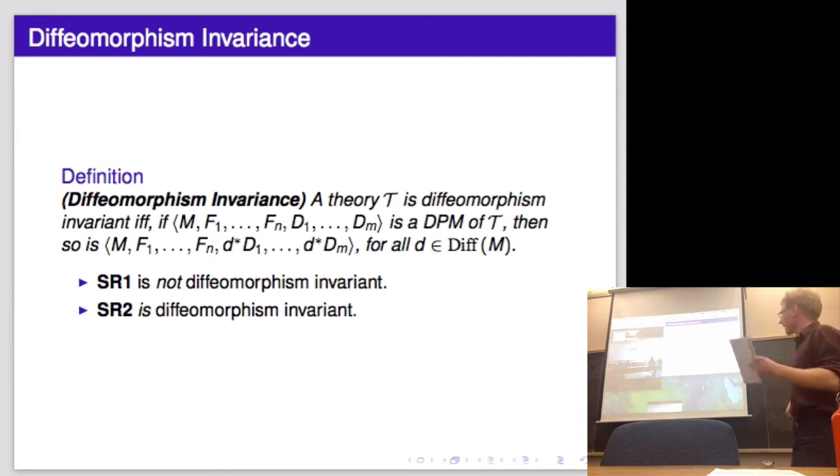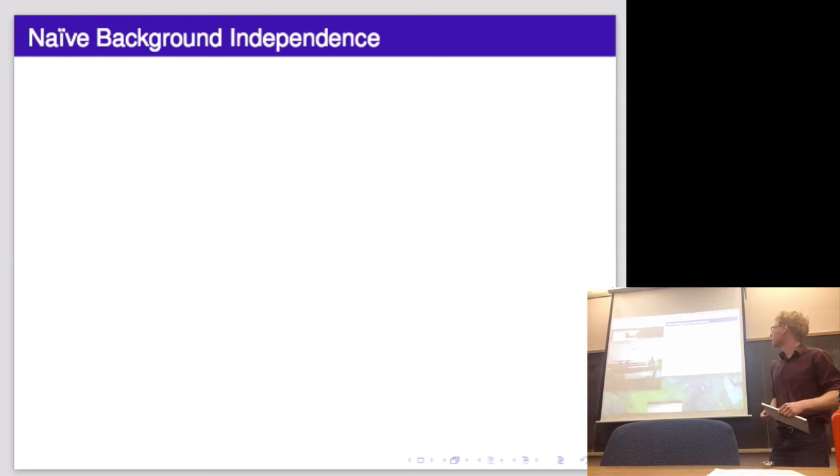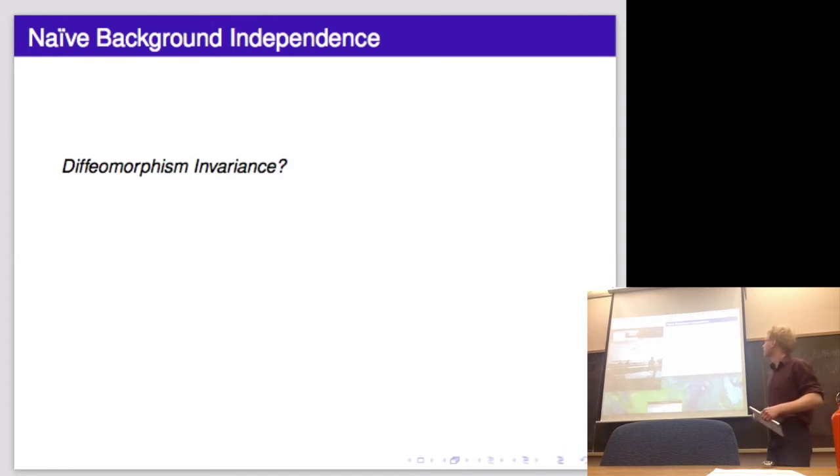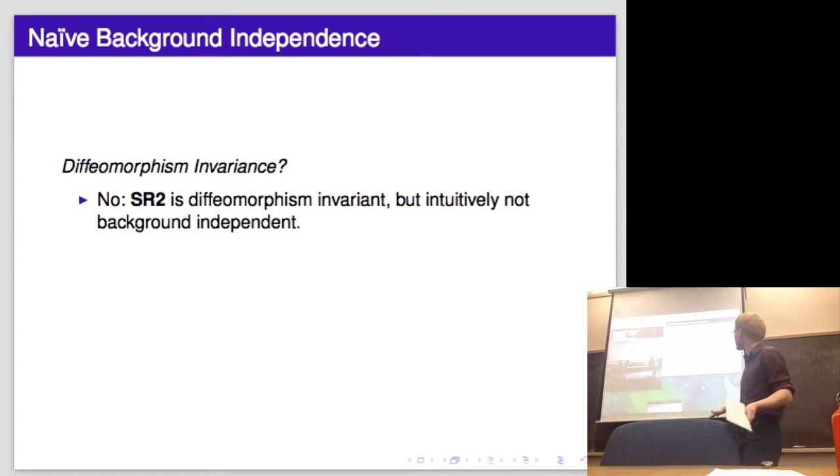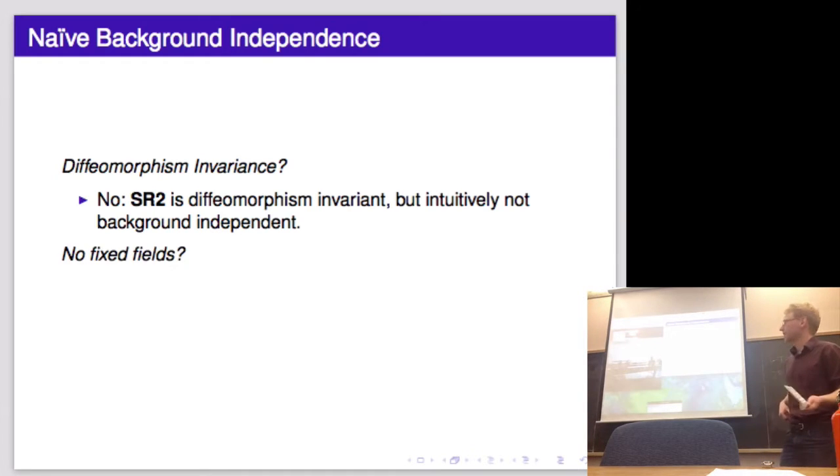So now that we've got all this set up in hand, we can start to assess various definitions of background independence. So let's start off with some pretty naive definitions. First of all, maybe background independence is just the same as diffeomorphism invariance. But SR2 seems to be a counterexample to this, because SR2 is intuitively background dependent. The metric field is fixed to be flat and non-dynamical in all kinematically possible models. Nevertheless, the theory is diffeomorphism invariant.